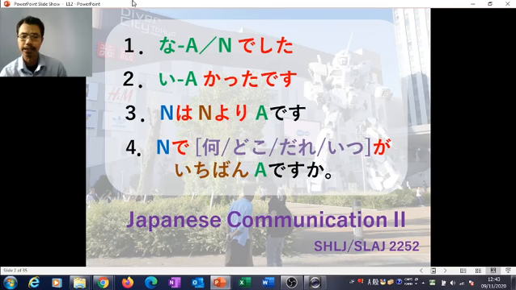So first, number one is grammar about how to change na adjective into past tense. Number two is how to change i adjective into past tense. Number three is slightly different thing. Okay, you are going to learn how to create sentence in order to make comparison in Japanese language, right? And then the last thing, number four, is how to make a choice, your number one choice from the options given. Okay, you are going to create the sentence in Japanese language.